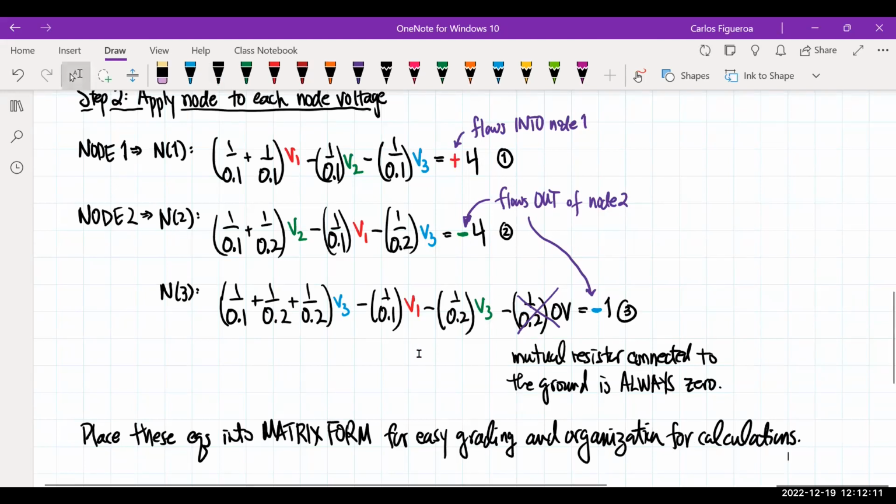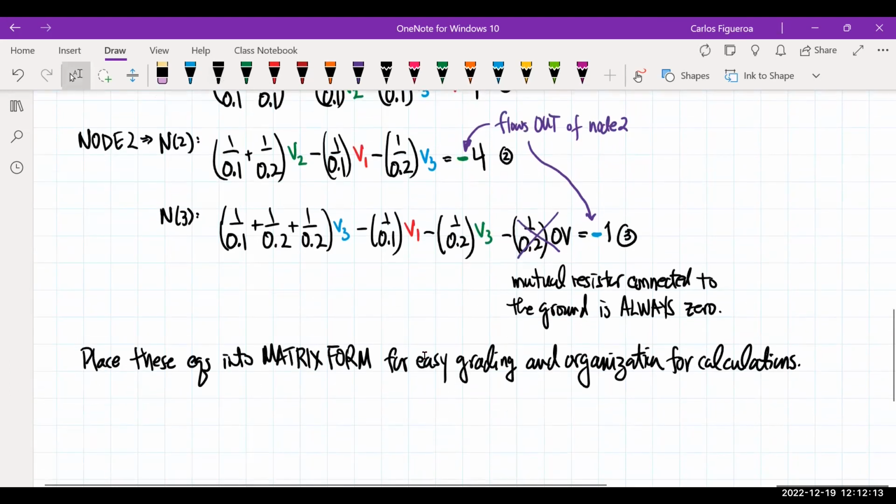So the way I'm going to set this up is that I know I have 3 equations. I'm going to set up a column for V1, then a column for V2, then a column for V3, and then a column for constants, which are on the right side here. So now let's focus on equation 1.